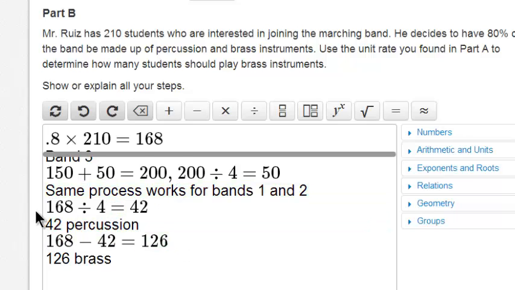Now I take 168, which is the number of percussion and brass players in Mr. Ruiz's band, divide it by 4, I get 42. So Mr. Ruiz's band will have 42 percussion players, but I need to find the number of brass players. So I'm going to take 168 and subtract 42. I get 126, and the answer is 126 brass players.